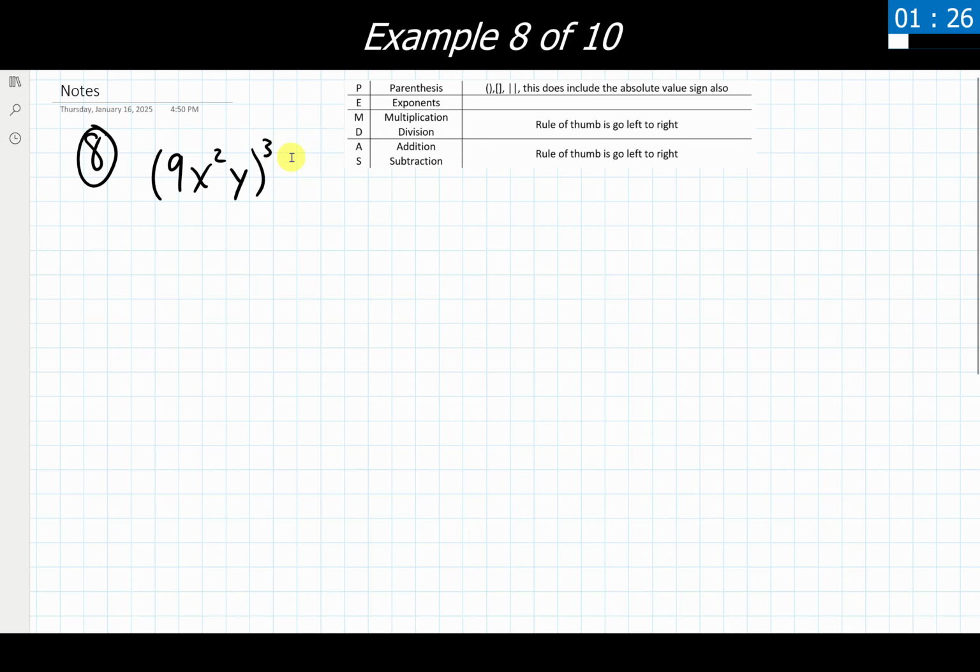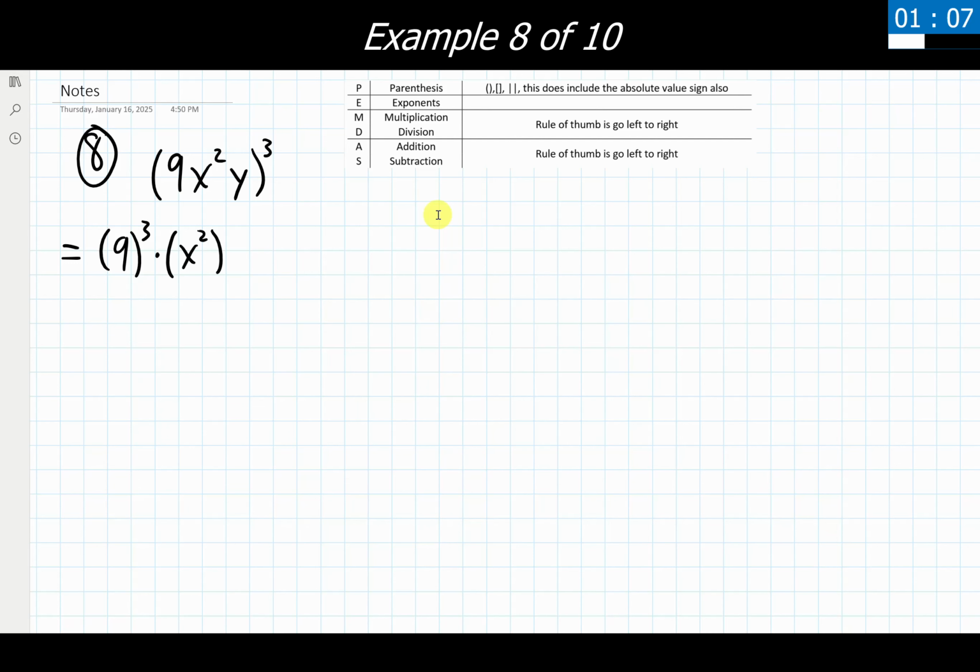So I'm going to do very similar to what I did with example 7, which means I'm going to look at just the 9 raised to the 3rd power, just the x squared raised to the 3rd power, and just the y raised to the 3rd power. And I'll deal with each of those individually after I've done that quick rewrite.